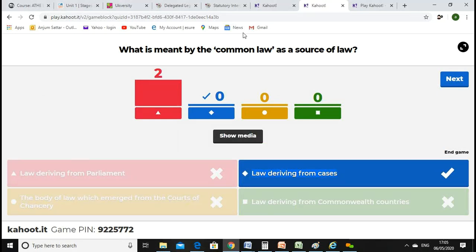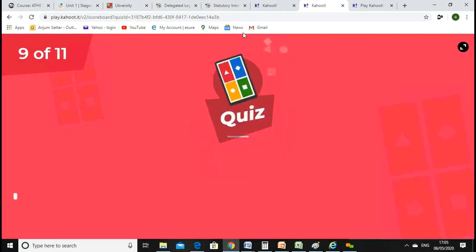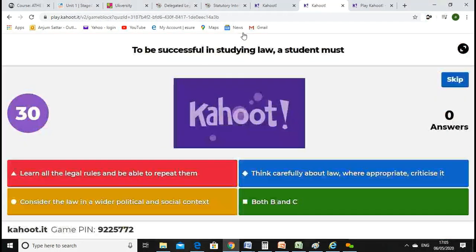I think I'm lost now. Okay, you need to shorten the other screen and then you can bring it onto this screen. Yes, it's quick. The time should be 60 seconds.